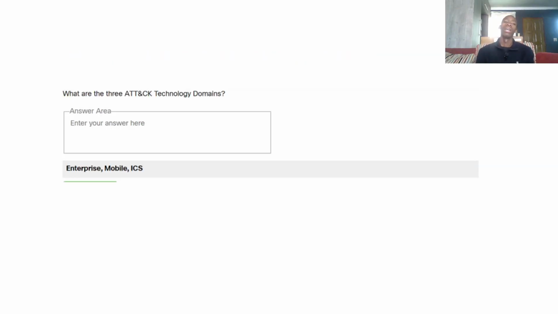Also found is the three ATT&CK technology domains, or which technology it focuses on, okay, or domains. It says the enterprise, the mobile, and the ICS. Now I don't initially know what an ICS is, but as I continue, I'm pretty sure I will learn everything I need to know.